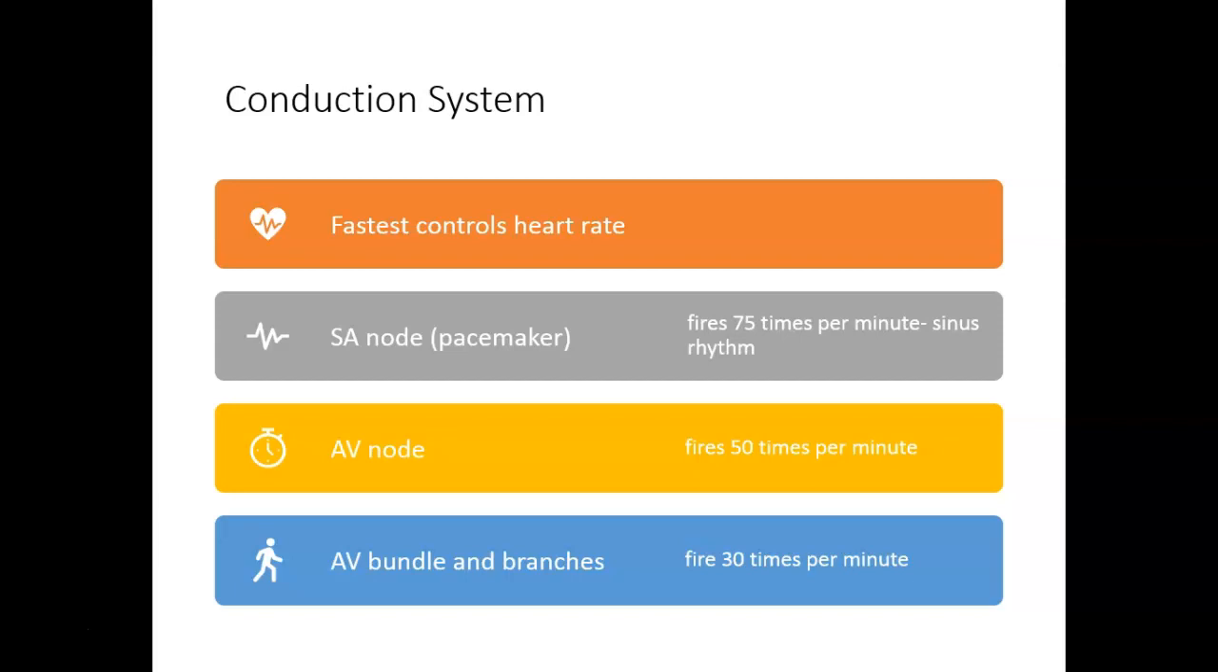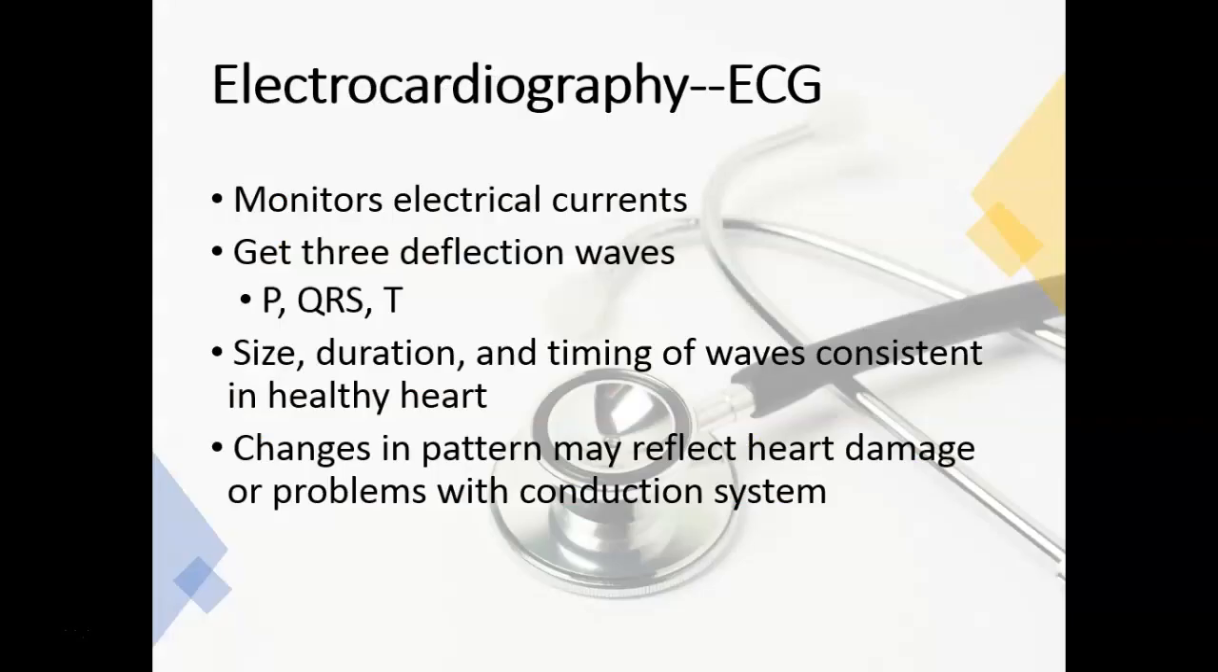The AV node is also autorhythmic. It can self-depolarize, but it only fires about 50 times per minute, so it's much slower. So by the time it would get around to depolarizing itself, the SA node has already depolarized it. So the SA node, because it fires faster, is the pacemaker. The AV bundles and the bundle branches are also autorhythmic, but as you see, they only fire about 30 times per minute, so they certainly don't get to do anything on their own. The boss, the pacemaker, that SA node causes them to depolarize before they can depolarize on their own.